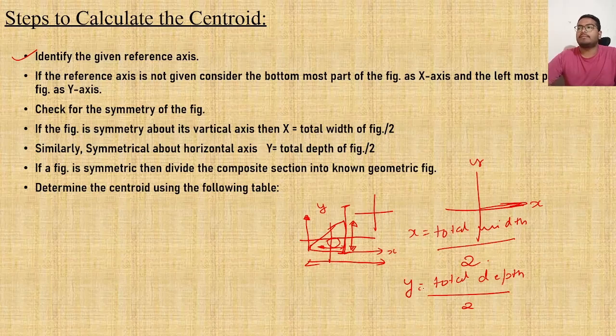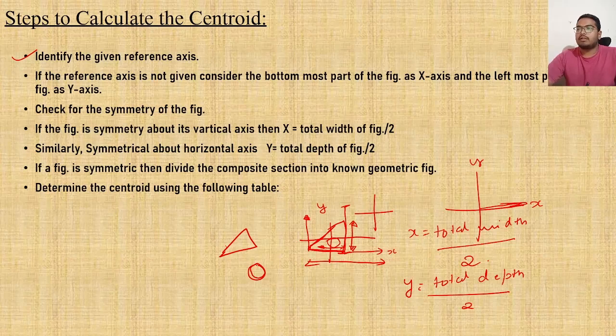This will be your step 1. If a figure is symmetric, then divide the composite section into geometric figures. Determine the centroid using the following tables. Okay, so there are two things in this figure. The first one is a triangle and the other one is a circle.